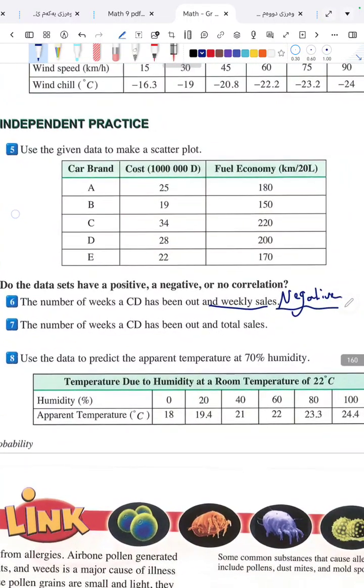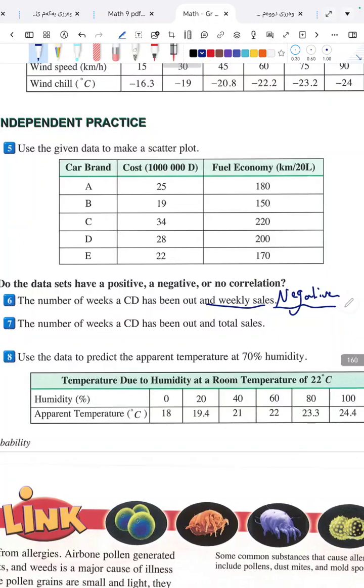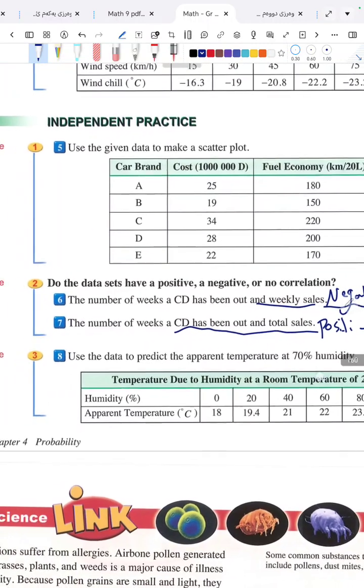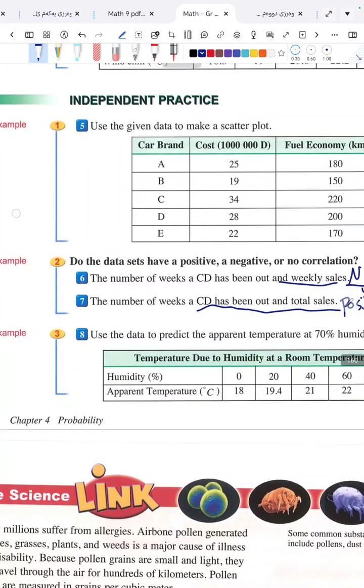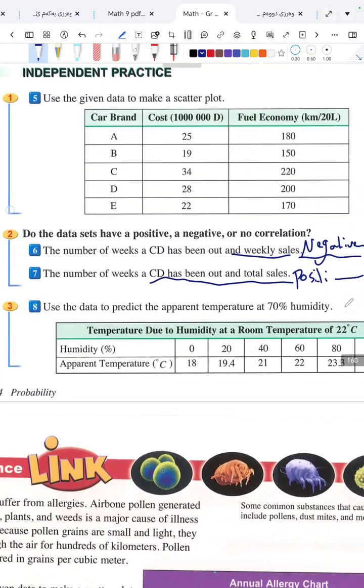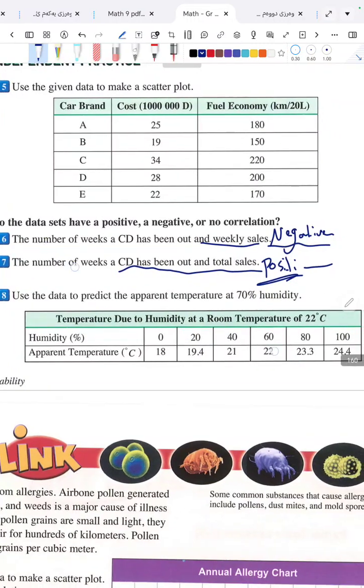Question 7: the number of weeks the item has been out and total sales. This one is positive. Why is it positive? Because as weeks increase, total sales increase too. Okay? Because sales add up over time. That's why it is positive.